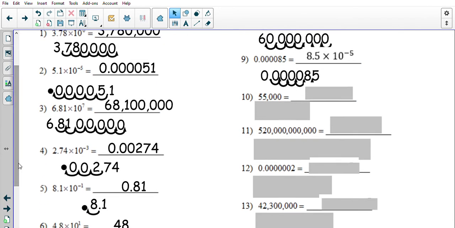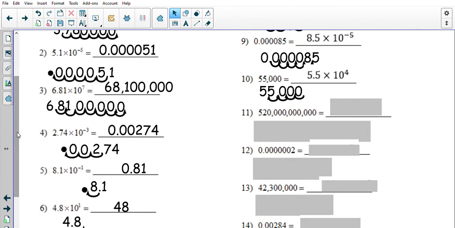Next number is 55,000. We're going to move the decimal point to the left this time until we get 5.5, which is between 1 and 10. We moved it to the left 4 times, so 5.5 times 10 to the 4th power. And again, it's a positive exponent because it's a bigger number, even though 55,000 isn't huge.